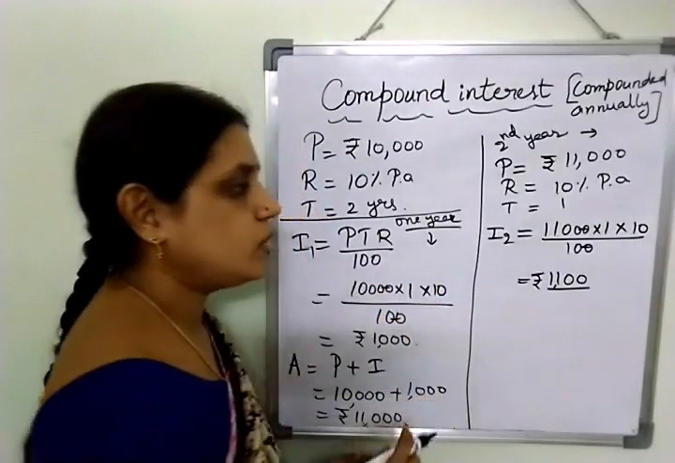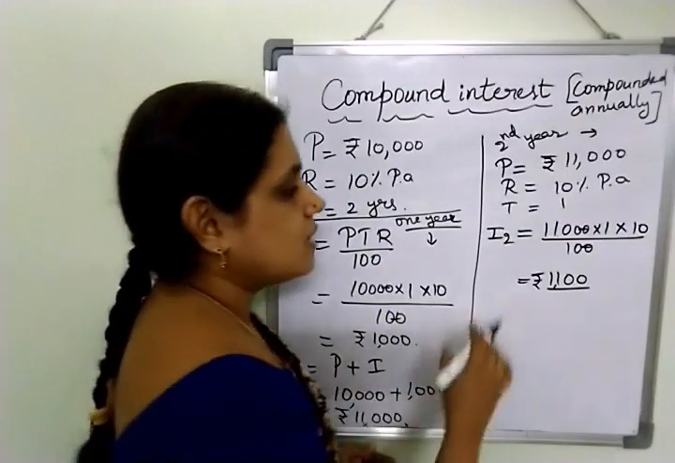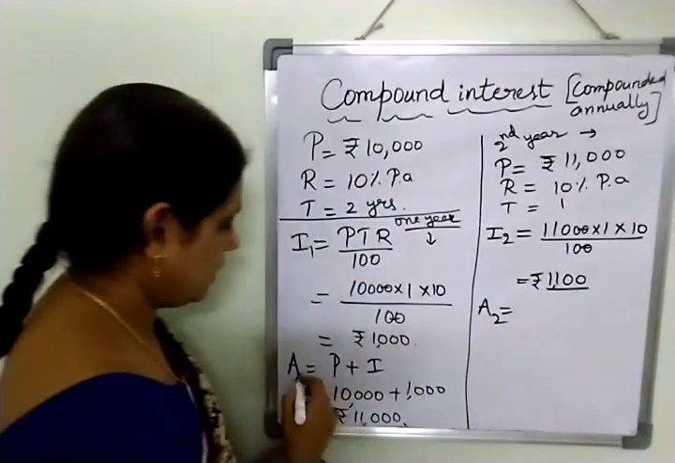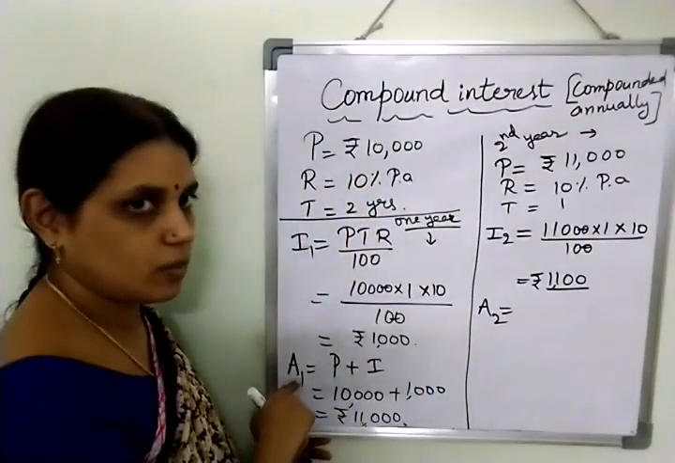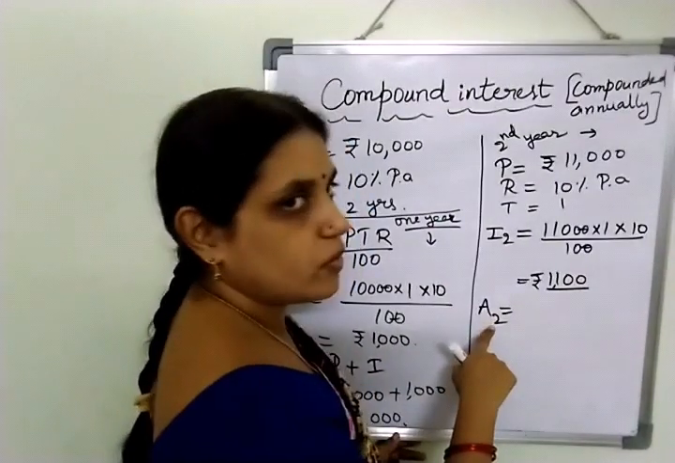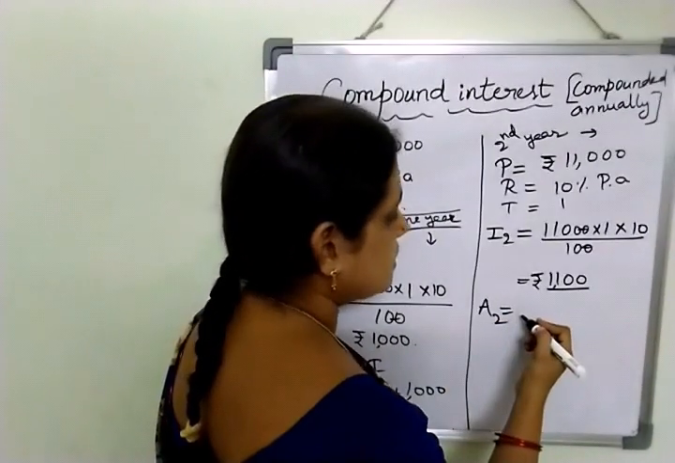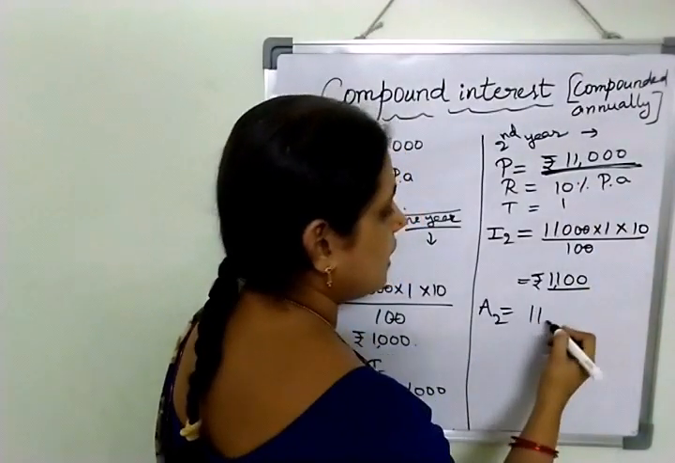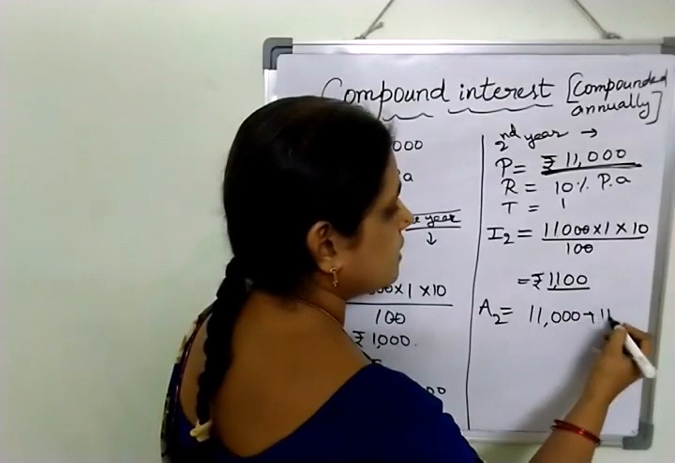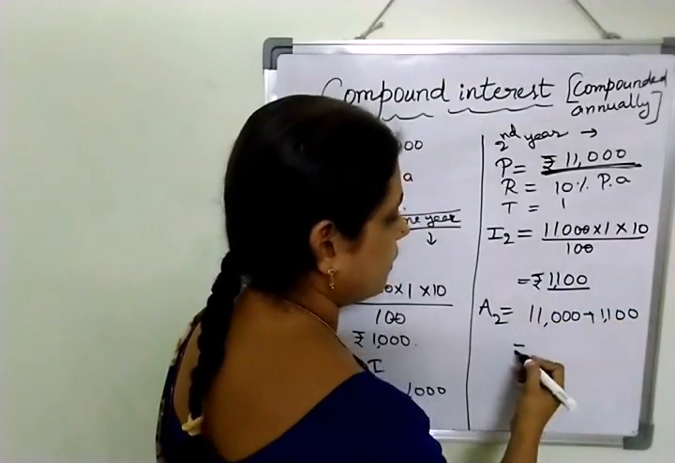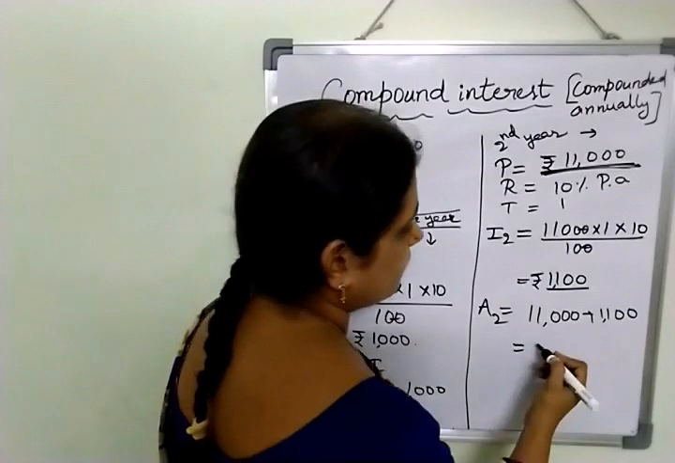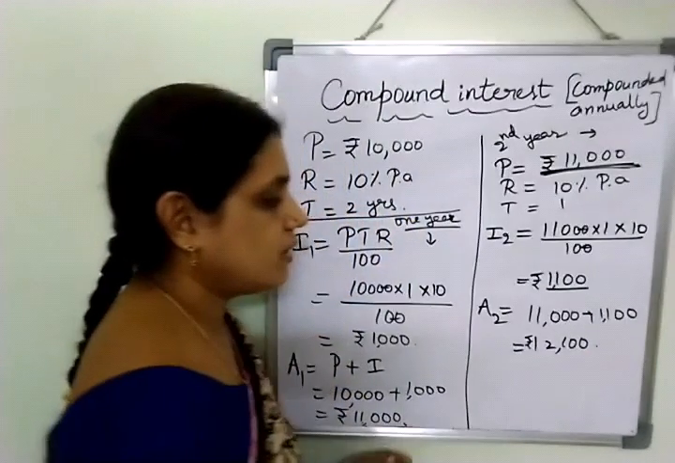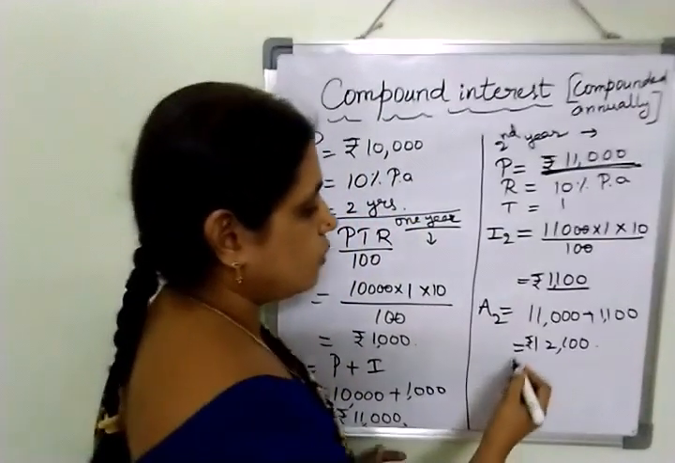Now what is the amount to be paid after 2 years? That is A2 we can take. If you take this as A1, A1 means the amount after 1 year. A2 means the amount after 2 years. So that is principal plus interest. So what is the principal now you have to take? This is 11,000 plus 1100. So what you will get here? If you add, you will get 12,100 rupees.